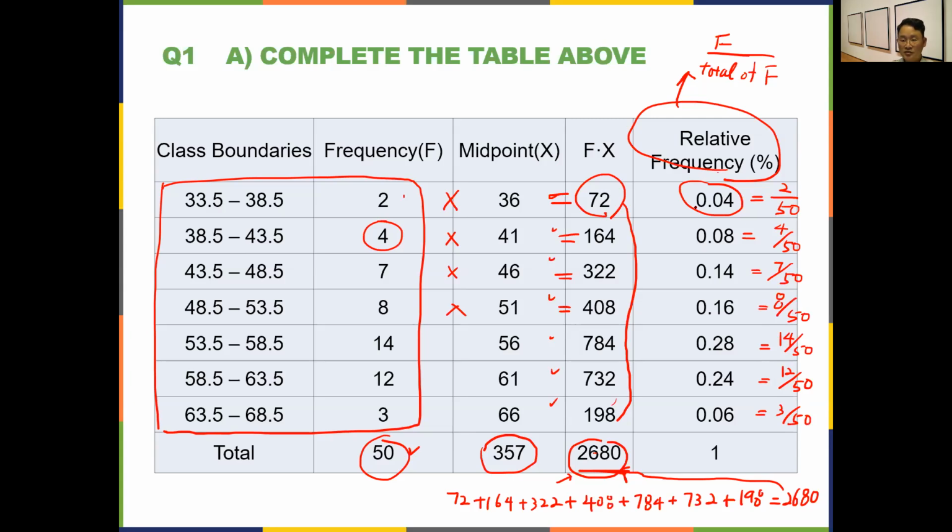And all this, you can leave as decimals like this, or you can change that to percent. So for example, this one would be 4%, 8%, 14%, 16%, 28%, 24%, 6%. Now, if you add all these percents, you are going to get 100%. If you add all these decimal numbers, you are going to get 1.